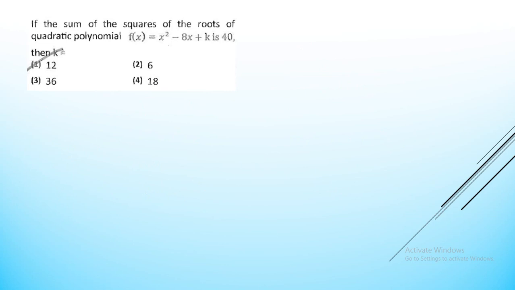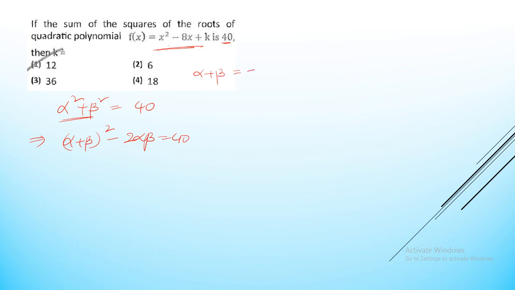If the sum of squares of the roots of the quadratic equation is 40, so sum of squares, alpha square plus beta square. Suppose alpha, beta are the zeros, then the sum of squares is nothing but alpha square plus beta square is equal to 40, as he has given. Clearly alpha square plus beta square I can write as alpha plus beta whole square minus 2 alpha beta is equal to 40. So from this expression, what is the sum of roots? Alpha plus beta is equal to minus of minus 8 by 1, which is nothing but 8. Product of zeros is nothing but k.